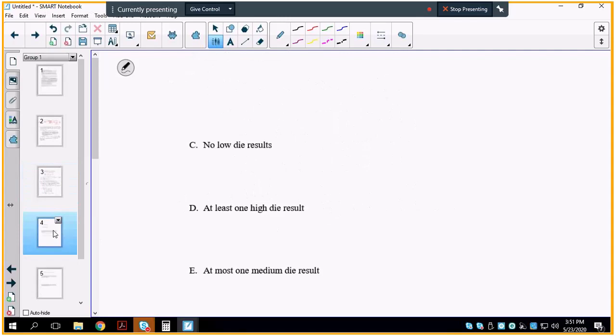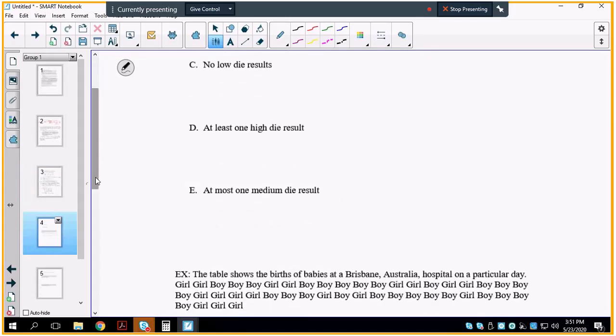Okay, carry on. No low die results. So this time you want no low die.